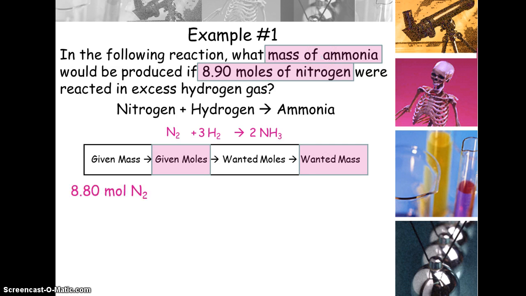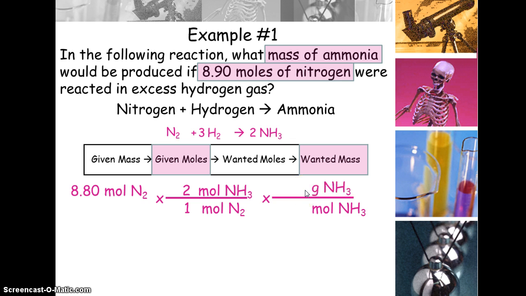Now to convert this, we're going to start off with 8.90 moles of nitrogen, and convert it, for every 1, to the moles of ammonia. So what we're doing is going from given moles to wanted moles, from moles of nitrogen to moles of ammonia. For every 1 mole of nitrogen, there's going to be 2 moles of ammonia. So that's the first step, going from given moles to wanted moles. The next step is to go from wanted moles to wanted mass. Here we're converting from moles of ammonia to the mass of ammonia.